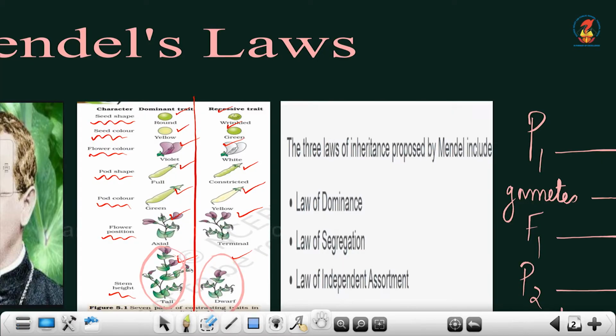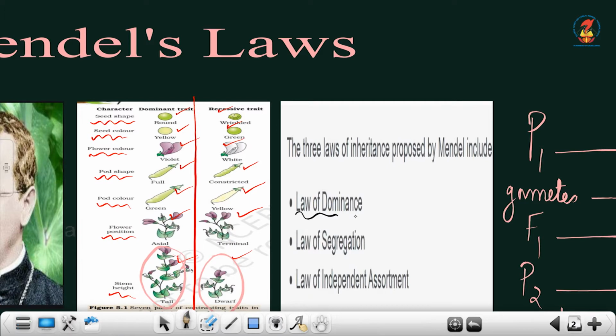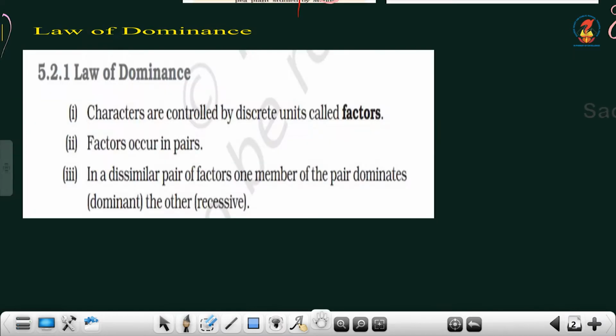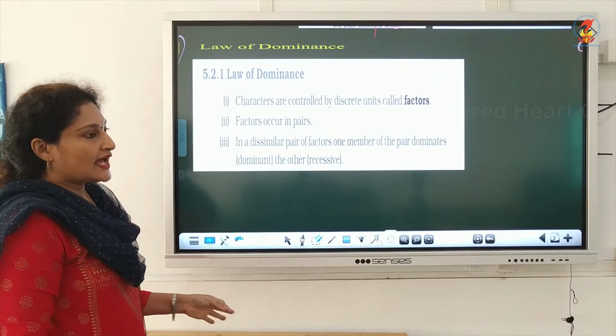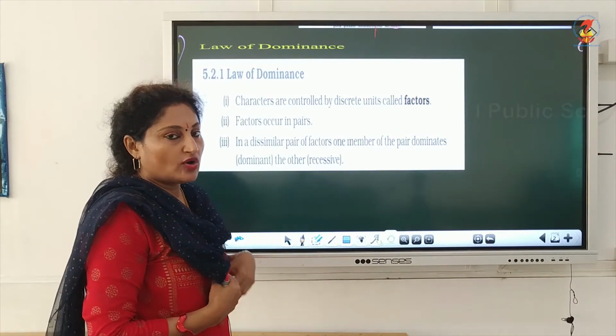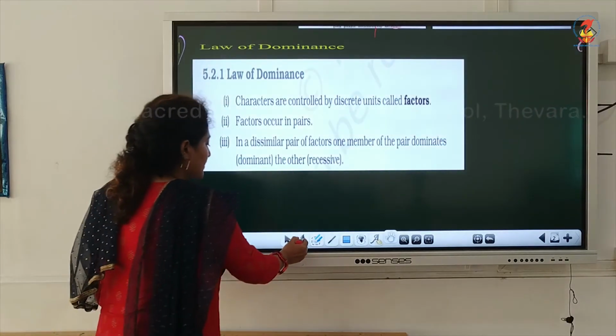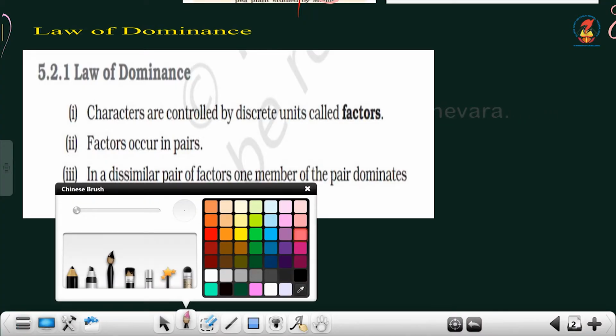So he worked on garden pea, and his experiments are now called hybridization experiments, and he came out with the 3 laws. Once again reiterating the 3 laws, just the headings: law of dominance, law of segregation, and last law, law of independent assortment. Now we will analyze each law. First law, law of dominance. It has 3 postulates, and I have taken the same wordings of your text because we cannot make it in our own words. Laws and theory should be given exactly as given by the scientist.